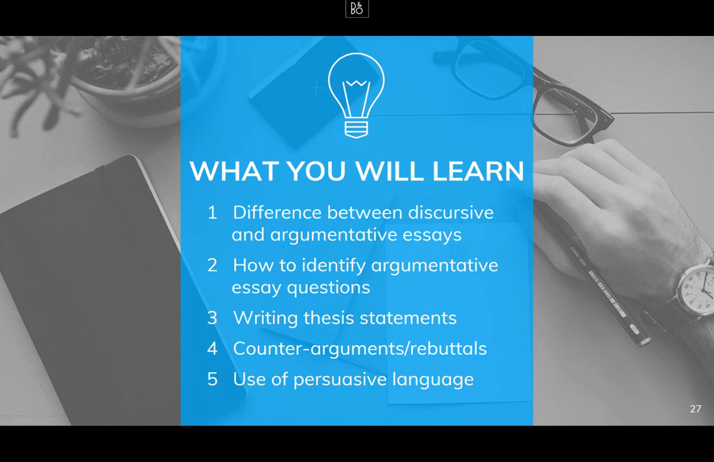In the previous lessons, you've already learned about the differences between discursive and argumentative essays through question analysis. You learned how to identify argumentative essay questions. You have learned the structure of an argumentative essay, as well as the writing of thesis statements, PEEL paragraphs, counter arguments, rebuttals, as well as conclusion.